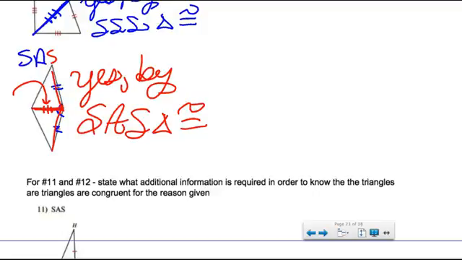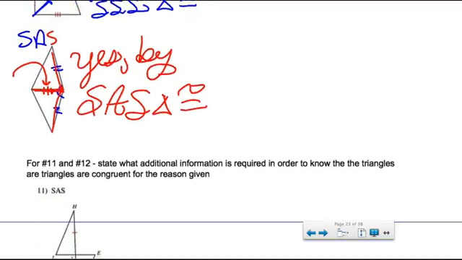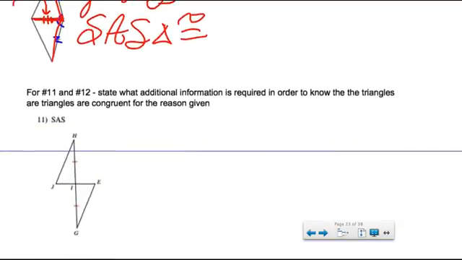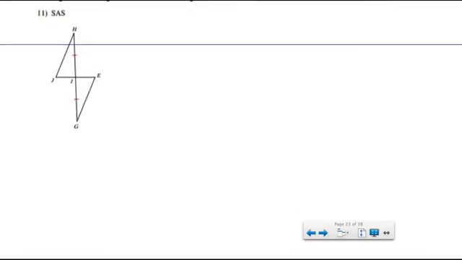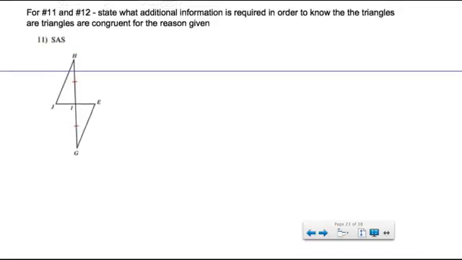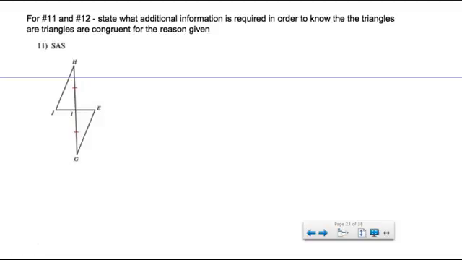And I know when you were doing this first semester, you wrote some proofs for this. We are just going to be determining if they're congruent. We won't be writing formal proofs. So in number 11 and number 12 on here, it's a screenshot off your worksheet. It says state what additional information is required for you to use this theorem. So let's go look at what we have.